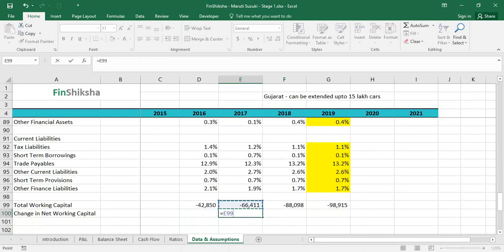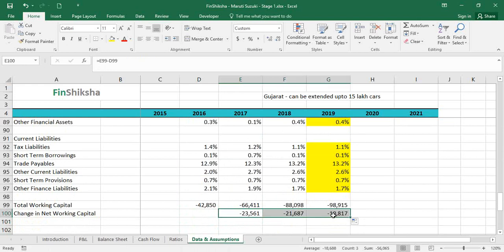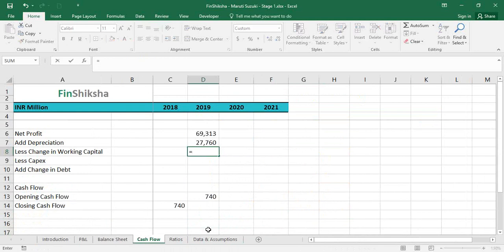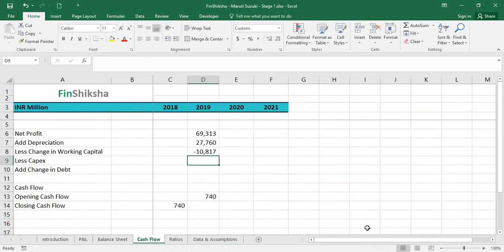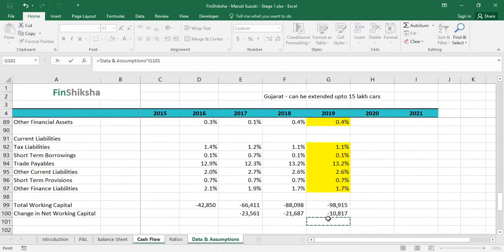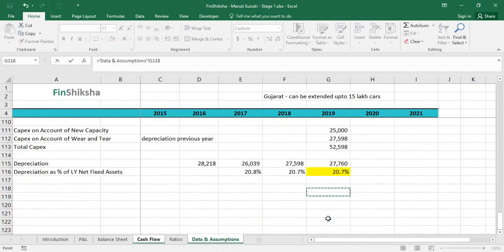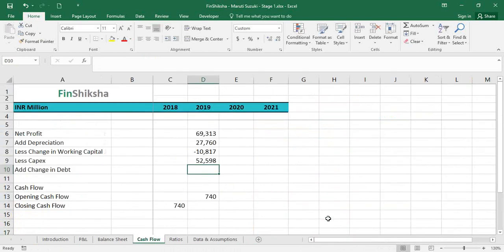Change in working capital is this year number minus last year number. And so we see a negative number there, right? We are more interested in the number for 2019. So change in working capital, look at the 2019 number, that's 10,817. Plug that there, correct? Now, CapEx has to be reduced. So where is the CapEx number? Let's go and look at the CapEx number that's here in data and assumptions. Let's plug that here. Right, and there's no change in debt, so that's zero.